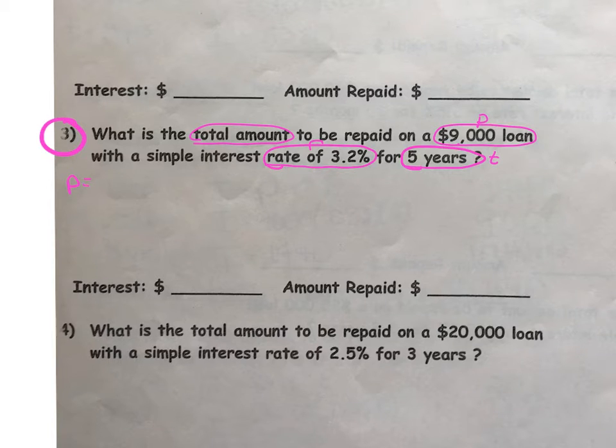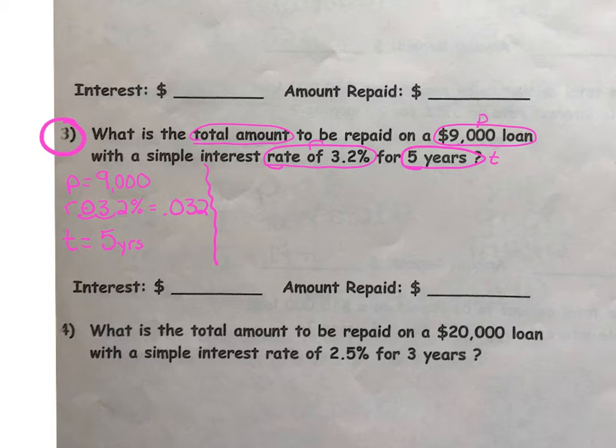So off to the side, let's identify P, our principal, at $9,000, R, our rate, at 3.2, but remember, we need to convert it to a decimal, 0.032, and we'll use that in the formula, and time, given in years, which in this case is 5 years. Step 1, identify the major components of the problem.